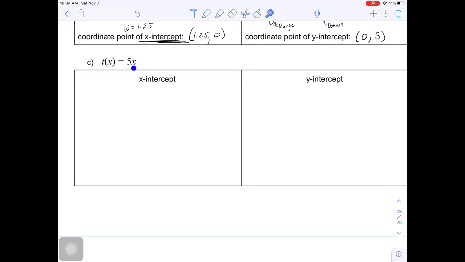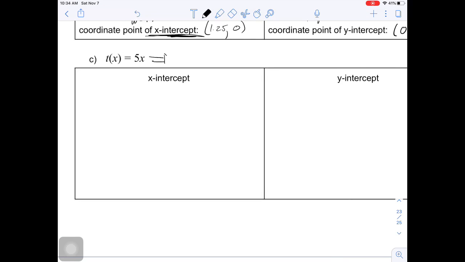We have the equation t of x equals 5x. So it wants us to find the x-intercept. Remember, we could technically represent this as t equals 5x. Okay? Because remember, this is just function notation. T as a function of x equals 5x. If I want to just write it as a normal equation, it's just t equals 5x.